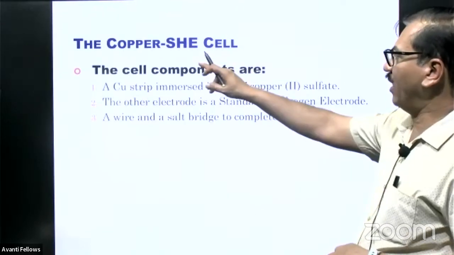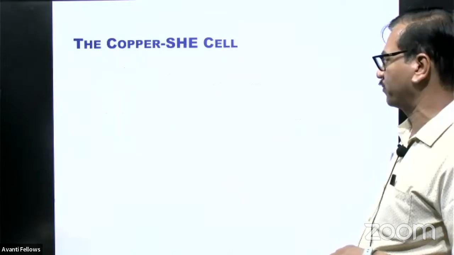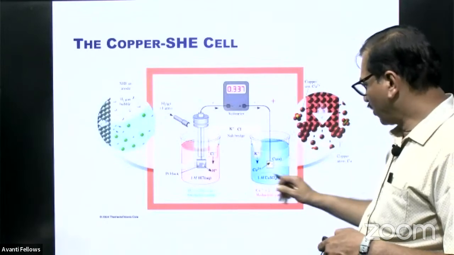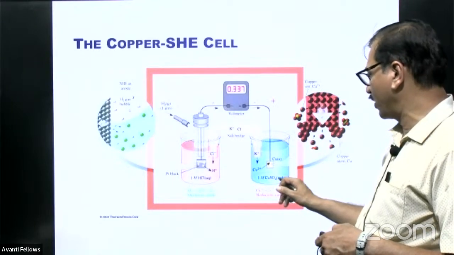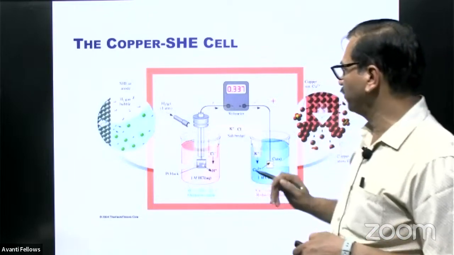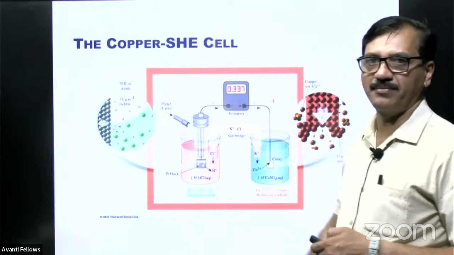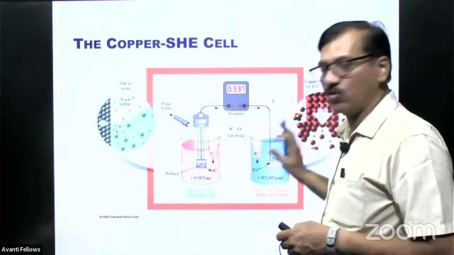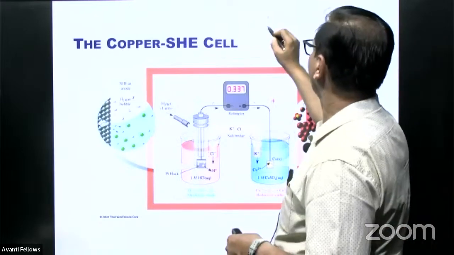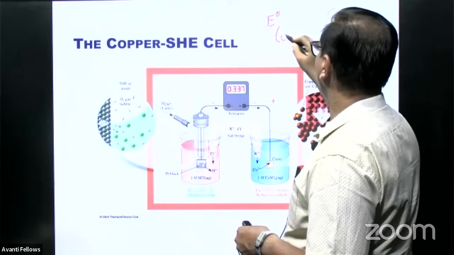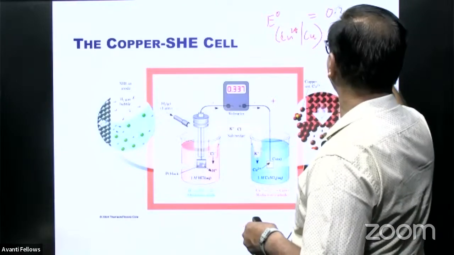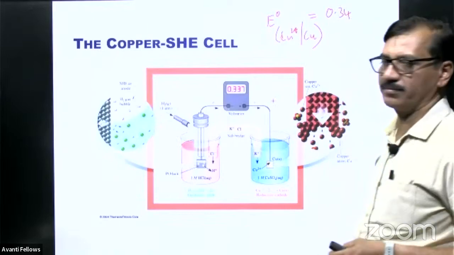Now, when the copper half cell is connected to the standard hydrogen electrode, all standard conditions are maintained: 1 M copper sulfate solution, 298 Kelvin, and so on. When it is connected to the standard hydrogen electrode, we get 0.337. This is plus because reduction is going on here. Reduction potential is 0.337. So E0 of Cu2 plus / Cu is 0.337, or you can say 0.34.